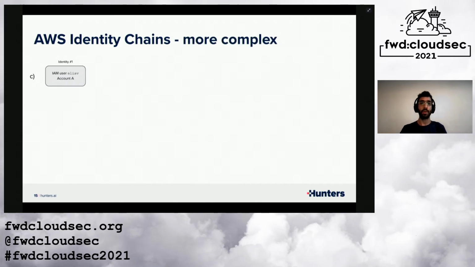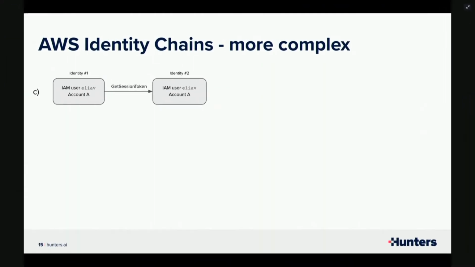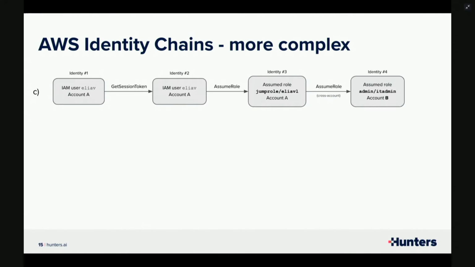So let's look at a more complex example. Like before, we have an IAM user in account A, which calls get session token, which creates a new temporary identity, new temporary credentials, again belonging to the same ARN, same account. Then assume role within the same account to basically an assumed role. So now the ARN changes to jump role Eliav L in the same account. And from here, I would call, for example, an assume role to a different account to get admin IT admin in account B. Now, this is a common scenario: there are complex chains of these identity pivoting actions.